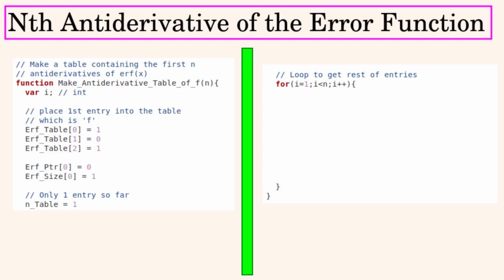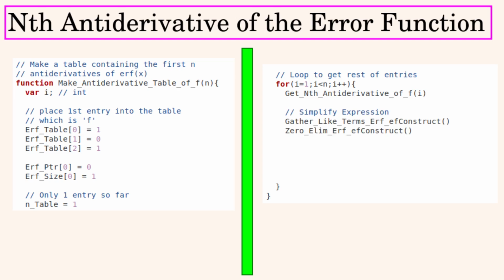And we'll make up a loop to get the rest of the entries by induction. This function gets the next antiderivative from the previous one. We've just studied it in this video a few moments ago. Then we'll simplify this expression using these functions. I've described them in earlier videos. Then we'll set the number of terms in the ith antiderivative that we're calculating now. Then we'll copy it to the table from the construction array, here.